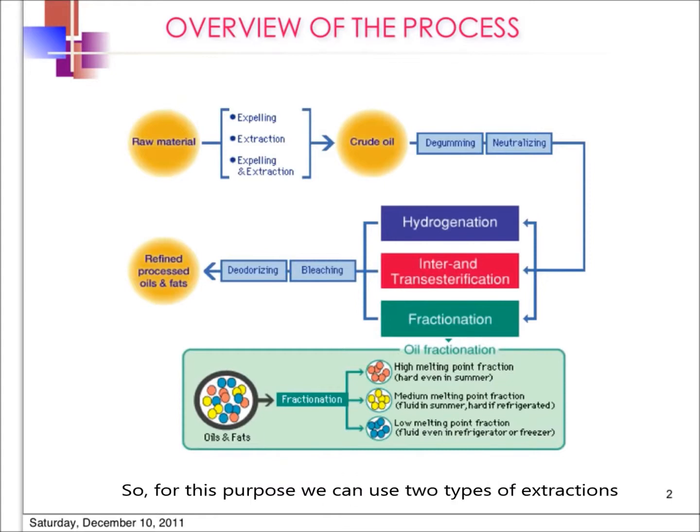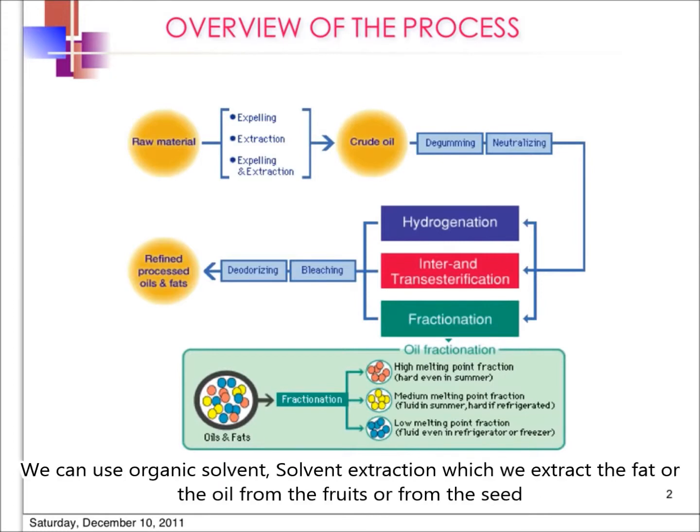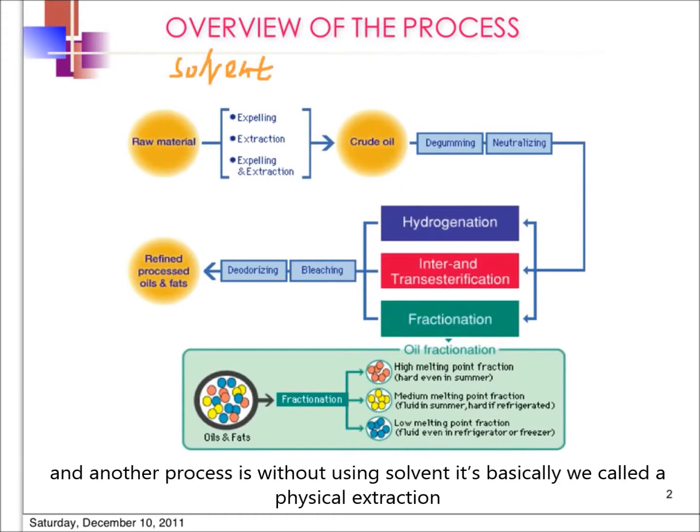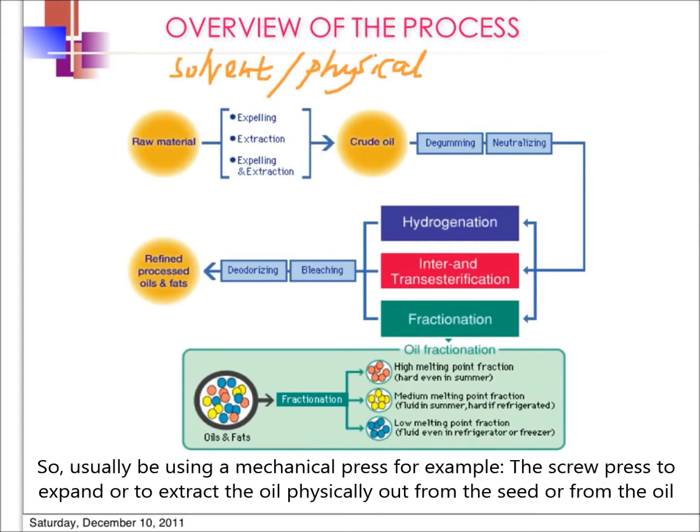For this purpose, we can use two types of extraction. We can use an organic solvent. So this is a solvent extraction, which will extract the fat or the oil from the fruits or from the seed. And another process is without using solvent, which is basically we call physical extraction. So usually this is using a mechanical press, for example a screw press, to expel or to extract the oil physically out from the seed or from the oil.